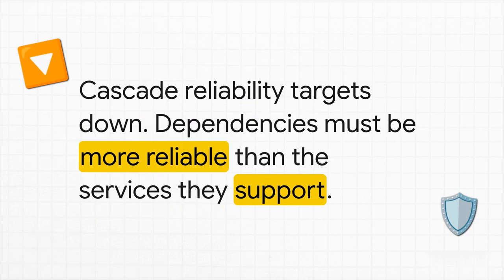And finally, you assign SLOs all the way down the tree. Now here's the golden rule. Each dependency must have a more stringent, a tighter SLO than the service that relies on it. So if your user login needs to be 99.95% available, its dependencies might need to be 99.99%. You're basically building a pyramid of reliability from the ground up.